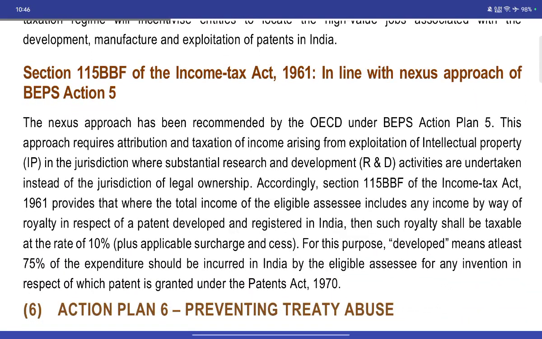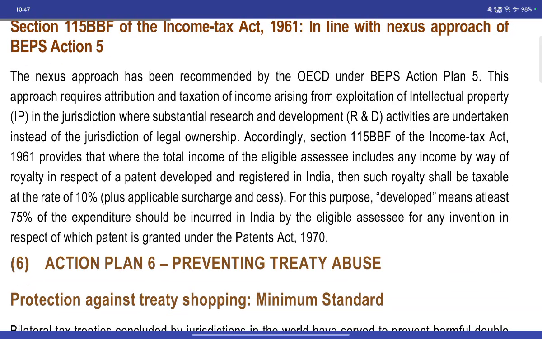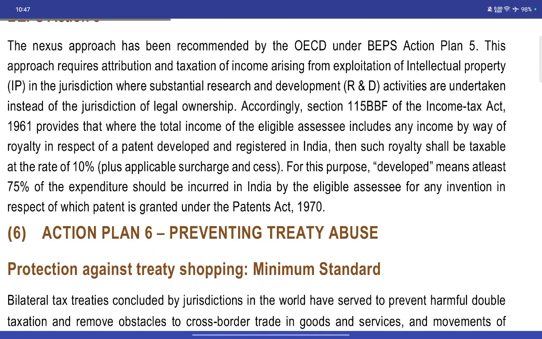Section 115BBF of the Income Tax Act 1961 is in line with the nexus approach of BEPS Action Plan 5. The nexus approach is recommended by the OECD under the Base Erosion and Profit Shifting Action Plan 5. This approach requires attributing and taxing income arising from the exploitation of intellectual property (IP) to the jurisdiction where the substantial research and development (R&D) activities are undertaken, instead of legal ownership. Section 115BBF is in the Income Tax Act.